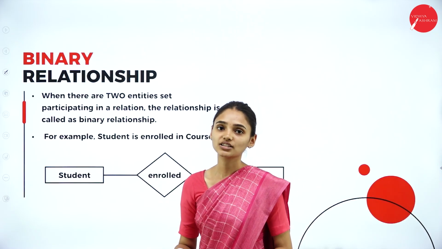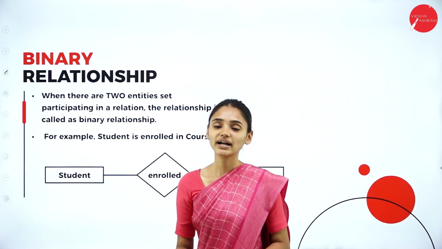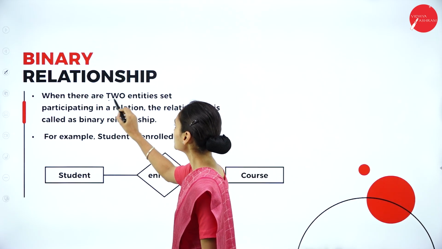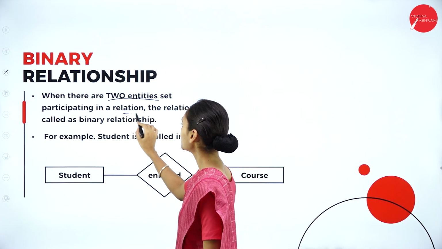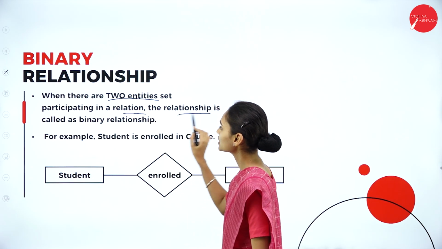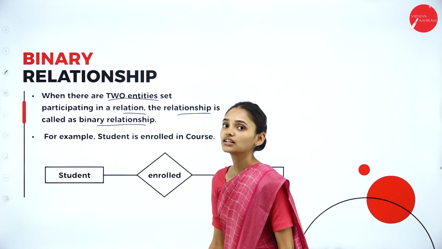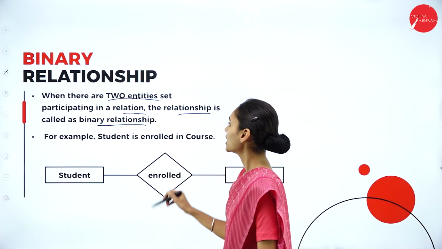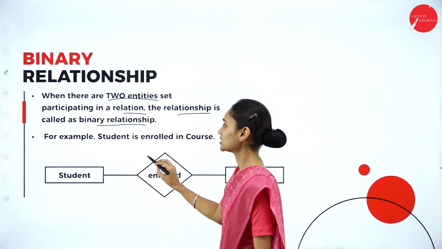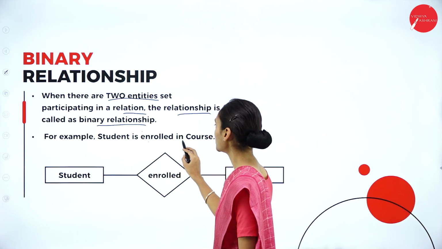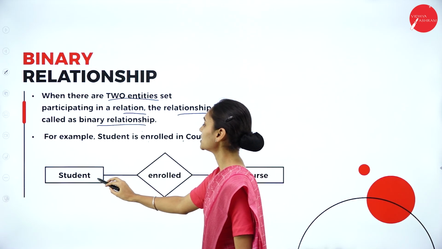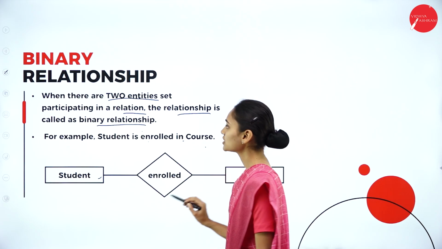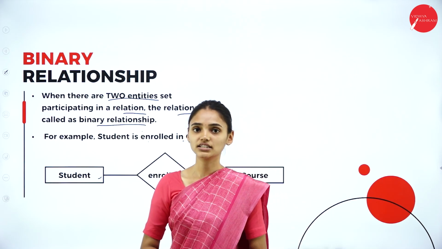Next we have binary. So the name itself says that binary means two. So when there are two entities participating in a relation, the relationship is called binary relation. Here we have two entities. The two entities participating in a relation is called binary relationship. For example, student enrolled in course. Here we have two entities, student and course. So it is an example for binary relationship.